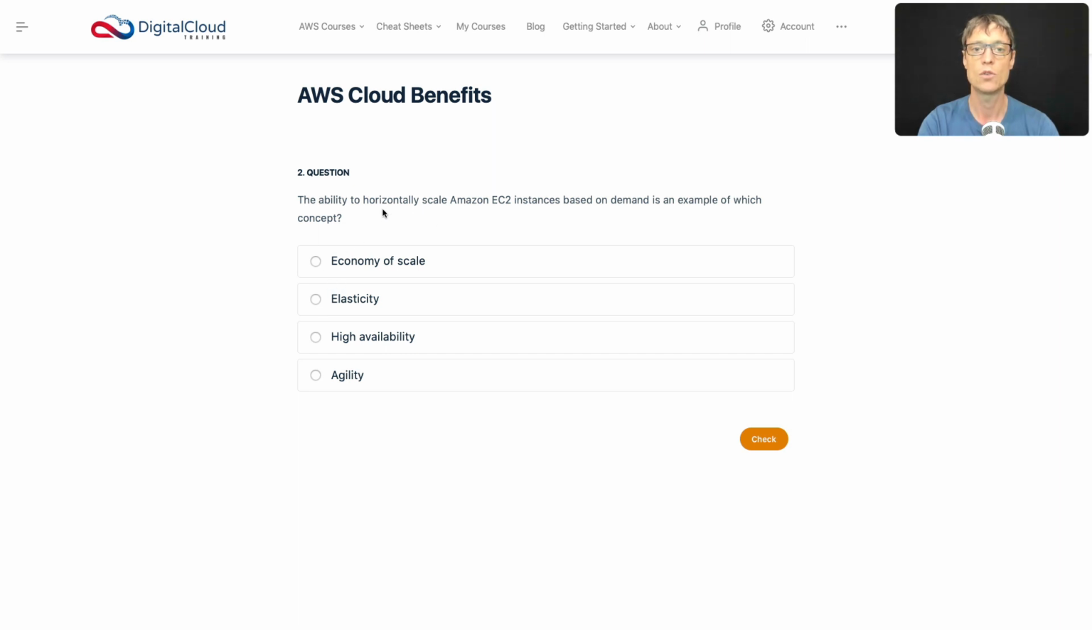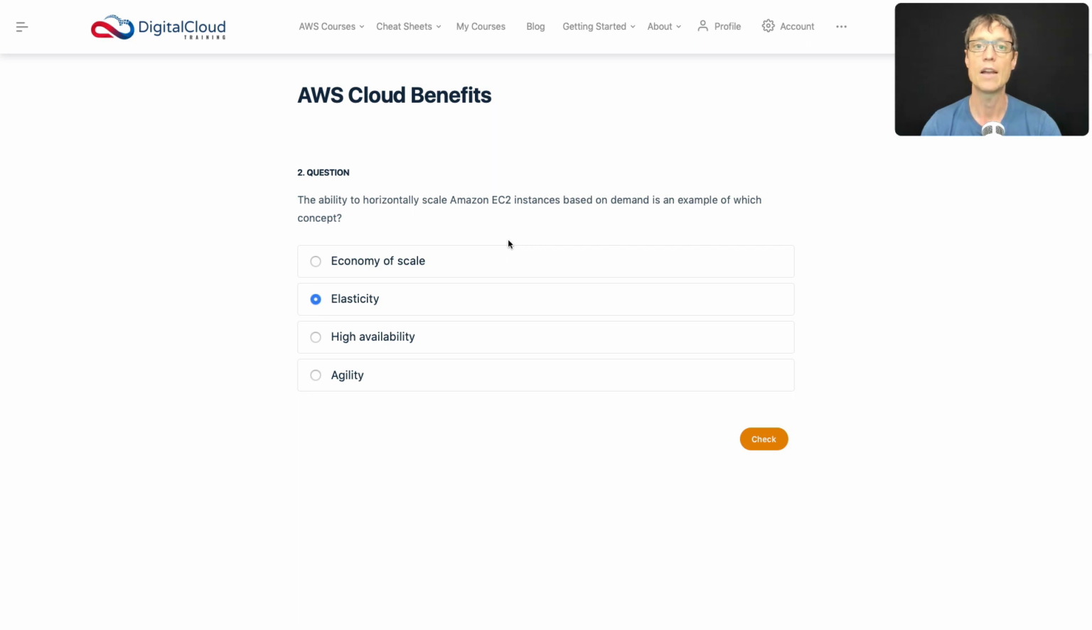Is the ability to horizontally scale an Amazon EC2 instance related to economy of scale? Well, not really. That's about price points. What about elasticity? Well, elasticity means that you can scale something. And not only are you scaling it up or out, so you have a higher demand for your application and need more resources, but you can also scale back in again, which means that when the demand is less, you use fewer resources. And we call that elasticity. That is exactly the definition of scaling horizontally with EC2. That is an elastic thing.